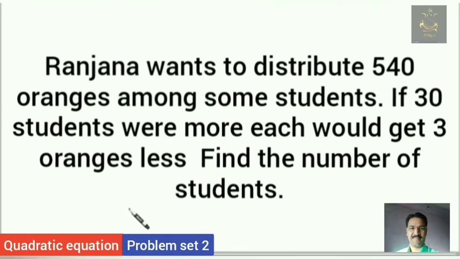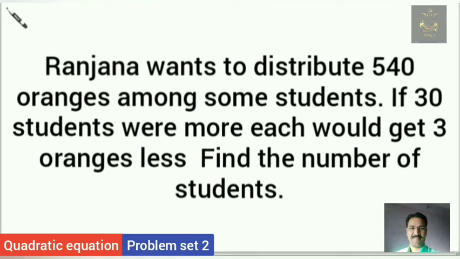Friends, now we are going to solve the 13th sum. I'll read the first sum. Ranjana wants to distribute 540 oranges among some students. Okay, that means there are in all 540 oranges. Now if 30 students were more, then each would get 3 oranges less. Find the number of students.